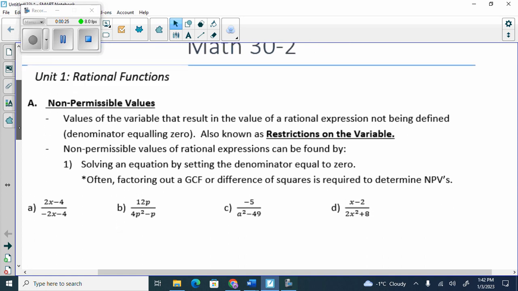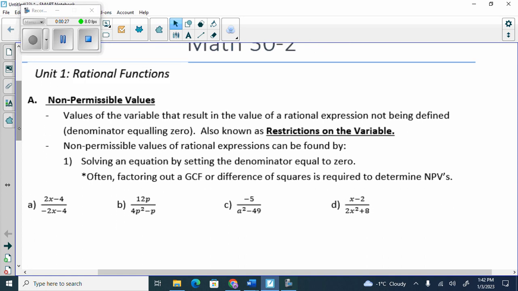So the first thing we did in rational functions was non-permissible values. A non-permissible value is a value of the variable that results in the value of a rational expression not being defined, so the denominator equaling 0, also known as restrictions on the variable. Non-permissible values and restrictions are the same thing. Non-permissible values of rational equations can be found by solving an equation, setting the denominator equal to 0. Often, factoring out a GCF or difference of squares is required to determine the NPVs. So you have to do that first before you solve.